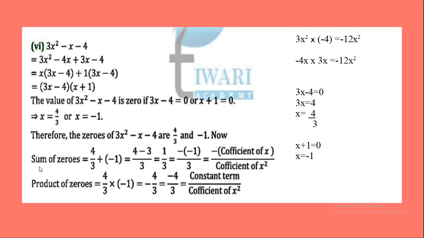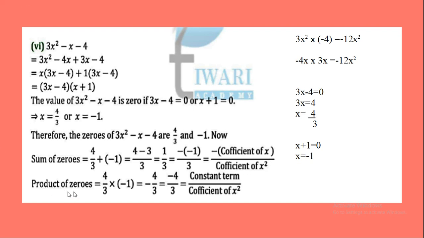Okay. Now we can verify the relationship between the zeros and the coefficients of this polynomial. For that, we are taking the sum of the zeros, that is equal to 4 by 3 plus minus 1. Here it is 4 minus 3 by 3, we get 1 by 3, and this 1 by 3 can be written as minus of minus 1 by 3, to make it in the form minus of coefficient of x by coefficient of x square, because the coefficient of x here is minus 1. So we can write this 1 as minus of minus 1, and this 3 is here the coefficient of x square. Thus we can verify that the sum of the zeros is equal to minus of coefficient of x by coefficient of x square.